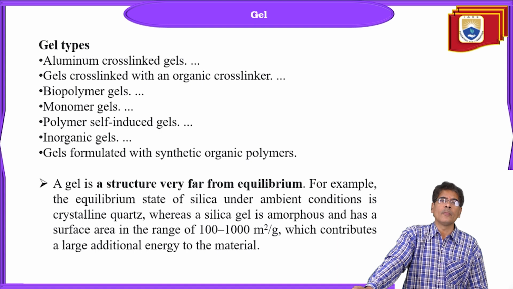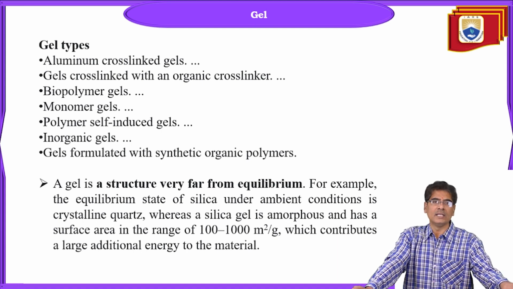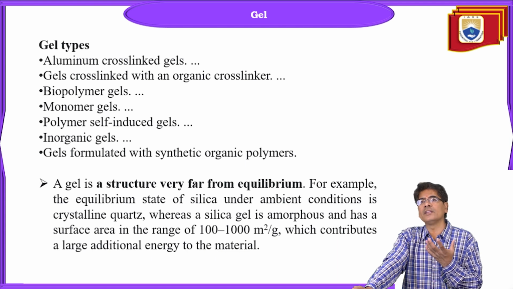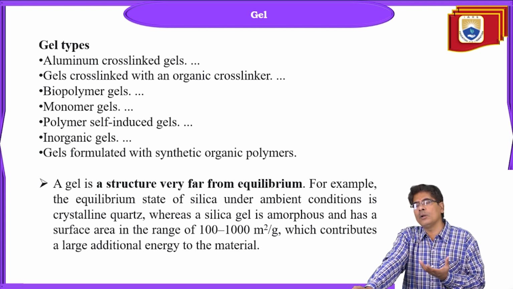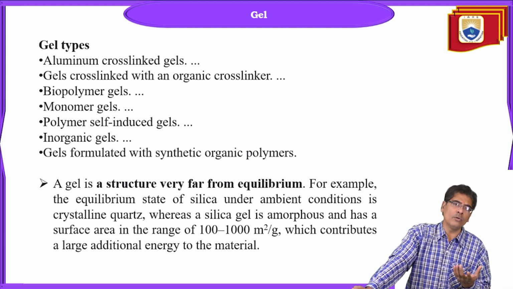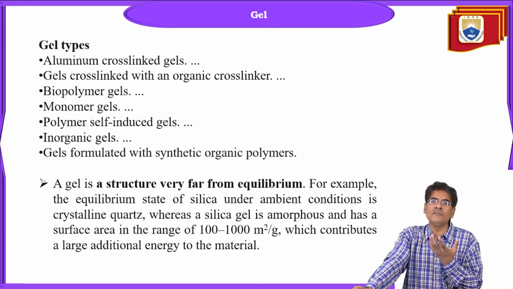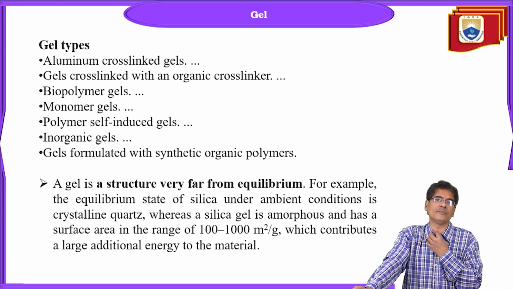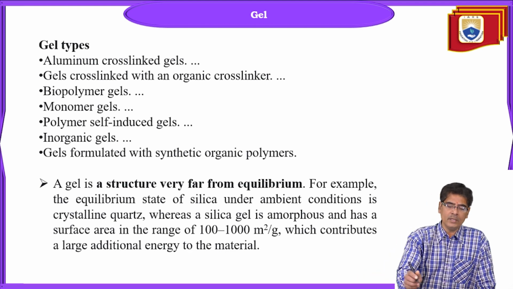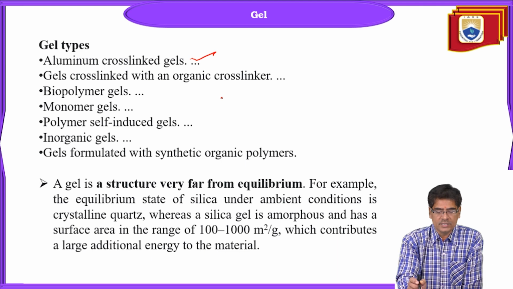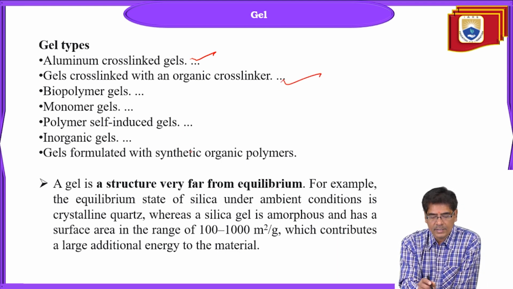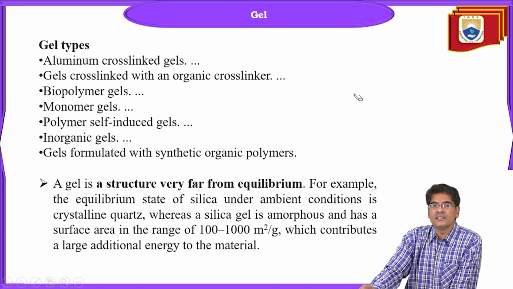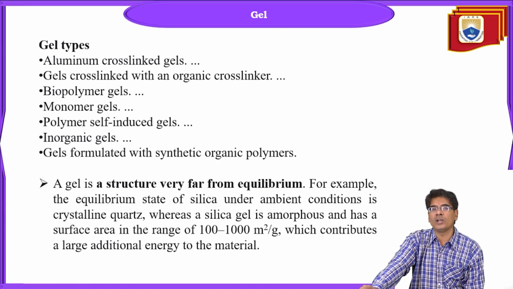Now, let us see what a gel is. What are the types of gel? We have different types of gel: aluminum cross-linked gels, gels cross-linked with an organic cross-linker, biopolymer gels, monomer gels, polymer self-induced gels, inorganic gels, and gels formulated with synthetic organic polymers.